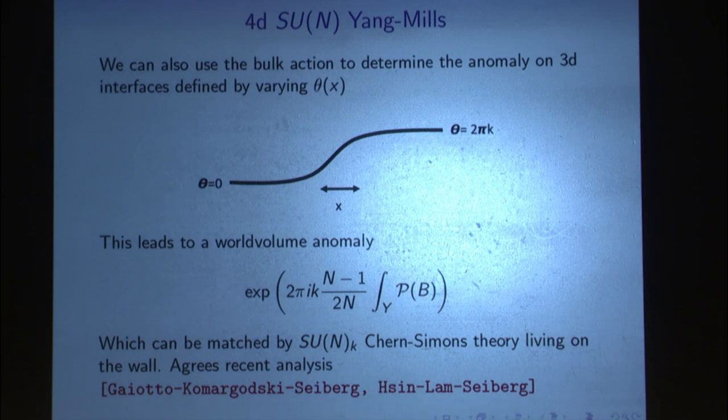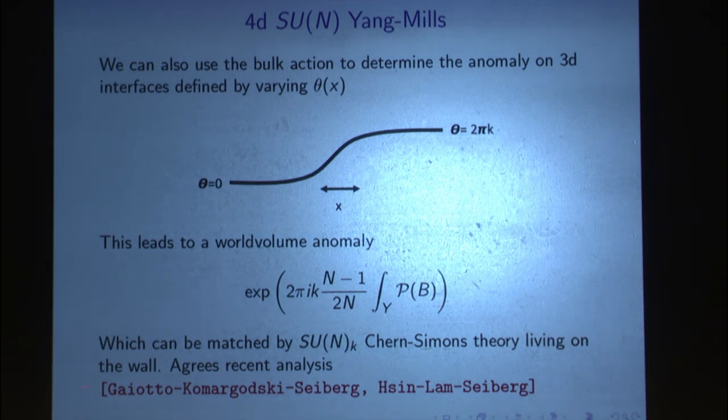OK, the final thing I want to say is we can consider, again, a position-dependent theta, where along some x, in one direction asymptotically it goes to 0, and in the other direction asymptotically it goes to 2 pi times an integer. And we can integrate our anomaly action to find the anomaly of the low energy effective 3D QFT, which we'll get by reducing in this configuration. And we get this expression.